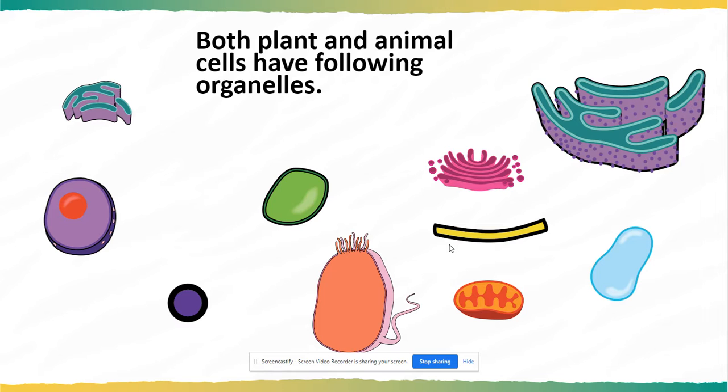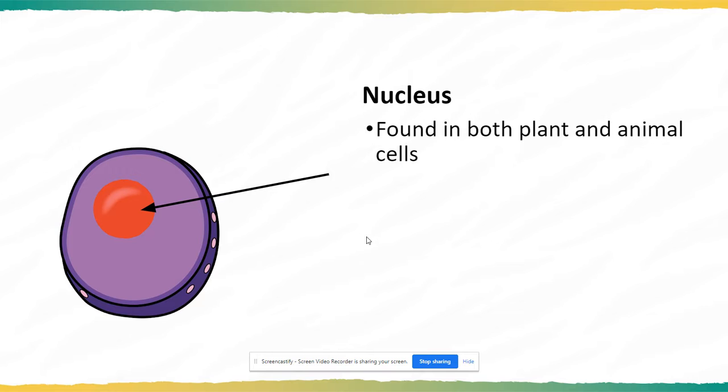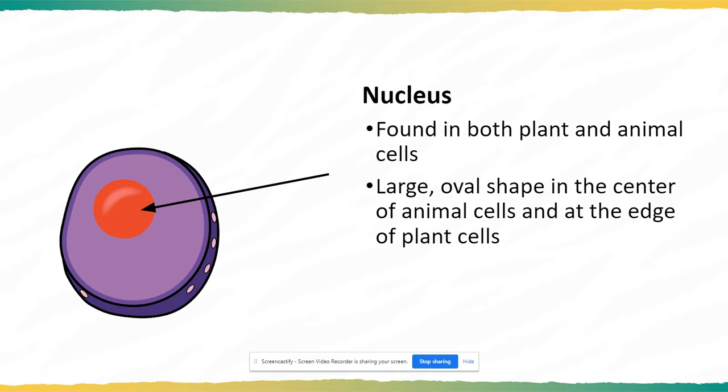Now, both plant and animal cells have the following organelles. Do we know what that is? We said the nucleus. That is correct. The nucleus is found in both plant and animal cells. It's a large, oval shape in the center of animal cells and at the edge of plant cells. And the nucleus controls all the cell's activities, and it is referred to as the brain of the cell.